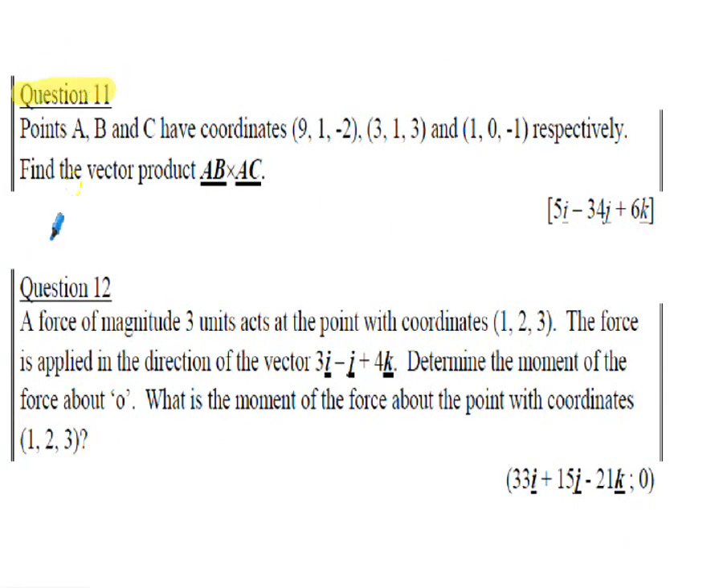And question 11 and question 12 stated here. Be careful with question 12 in the way it's worded. A force of magnitude 3 units acts at a point with coordinates 1, 2, 3, x, y, z. The force is applied in the direction of the vector 3i minus j plus 4k. We first of all have to determine the moment of the force about point O, and also we've got to state what the moment of the force would be about the point with coordinates 1, 2, 3.